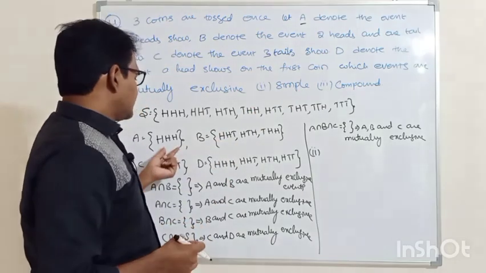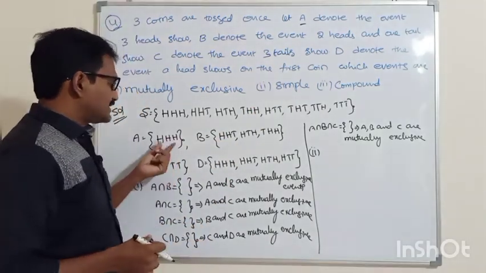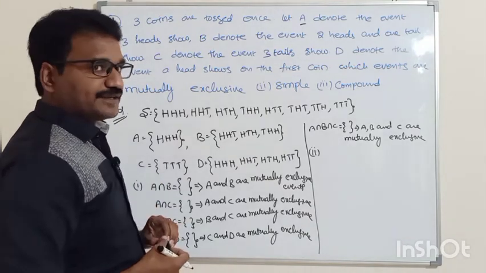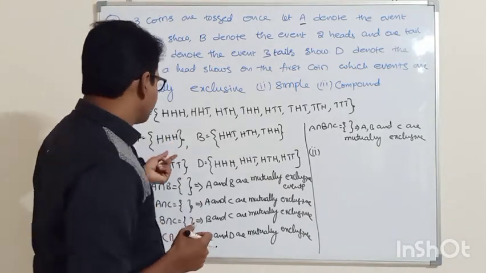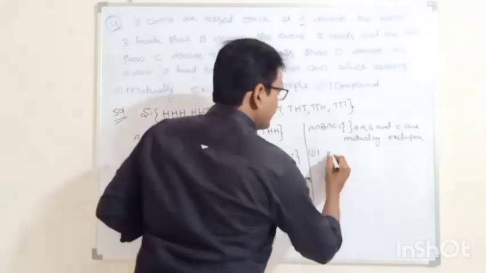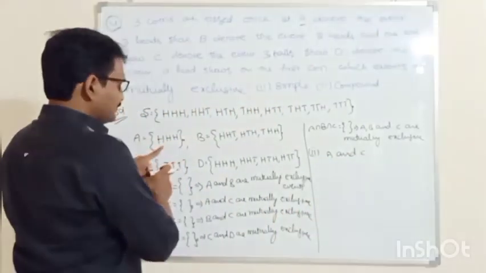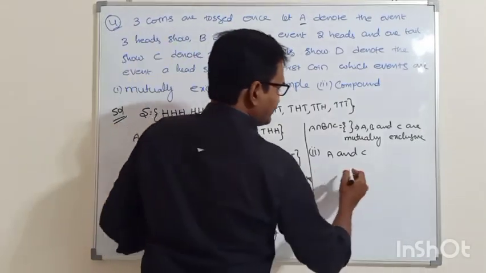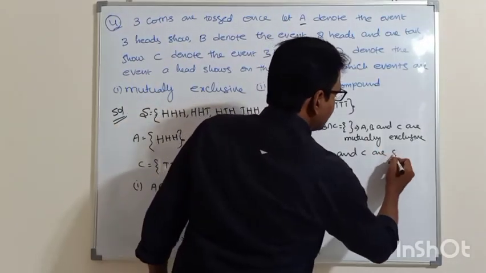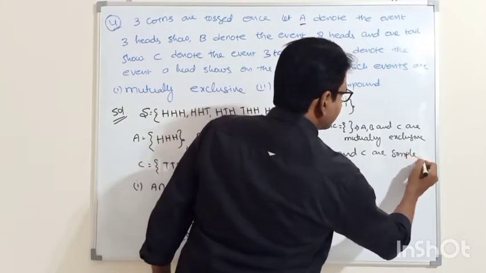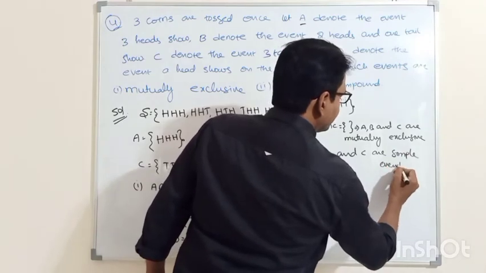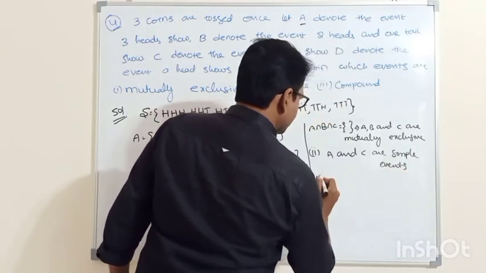Simple means the event which contains only one sample point. Those types of events are called simple events. So if you take A and C, there is only one sample point. Therefore, A and C are called simple events.